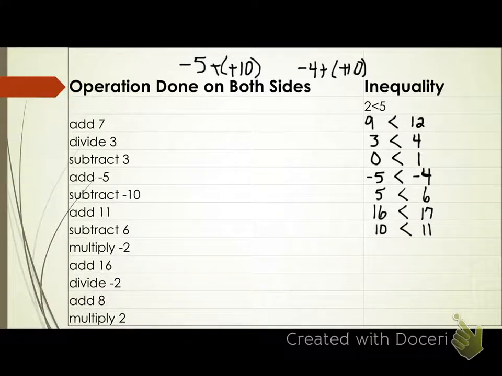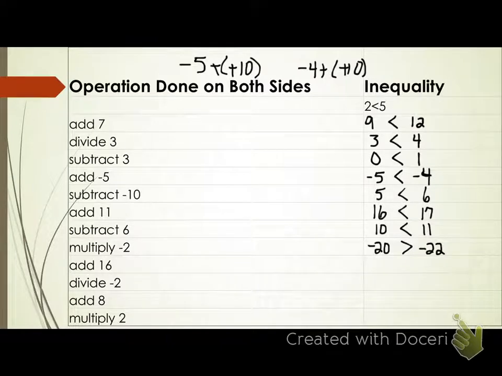Okay, let's multiply by negative 2. What's 10 times negative 2? Negative 20. 11 times negative 2. Negative 22. What's my inequality symbol? Oh, it's opposite. It's just going to stay the same throughout, isn't it? No, it's not. It flipped on me, didn't it? Okay, let's keep going, see what happens.